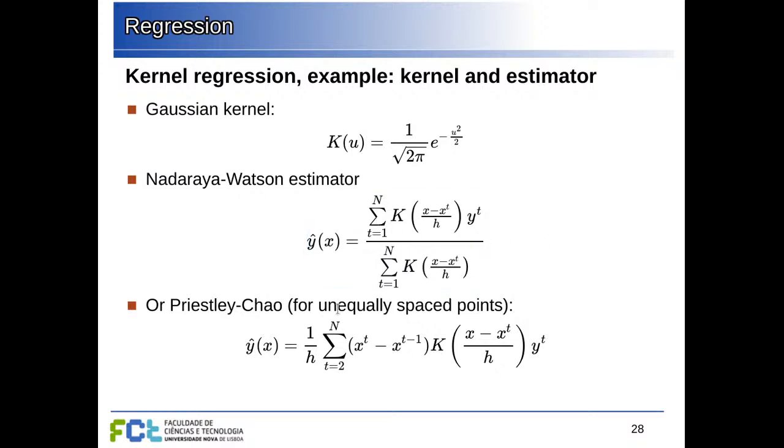There are other estimators. For example, Priestley-Chow also uses different weights depending on the spacing of the points along the data set, but this is mostly for time series and things like that, so we're going to use this simpler, more generic one. But there are many other estimators. If you want to do kernel regression in some real applications, you should take a look at the different estimators to pick the one that is more adequate to the actual problem that you're trying to solve.